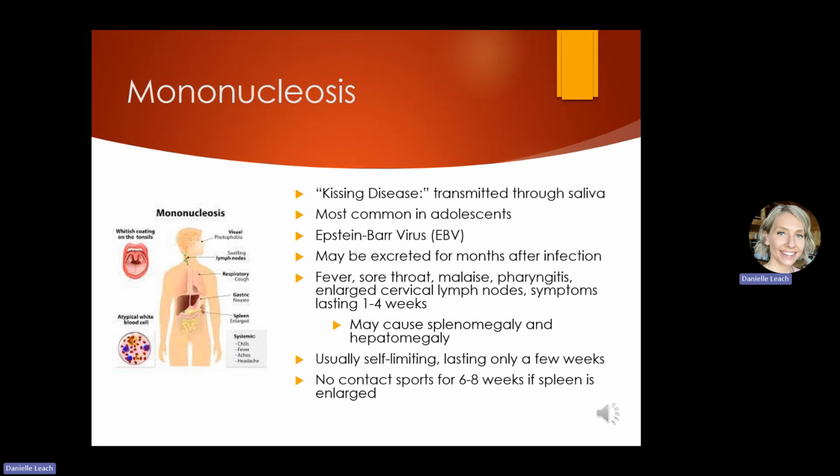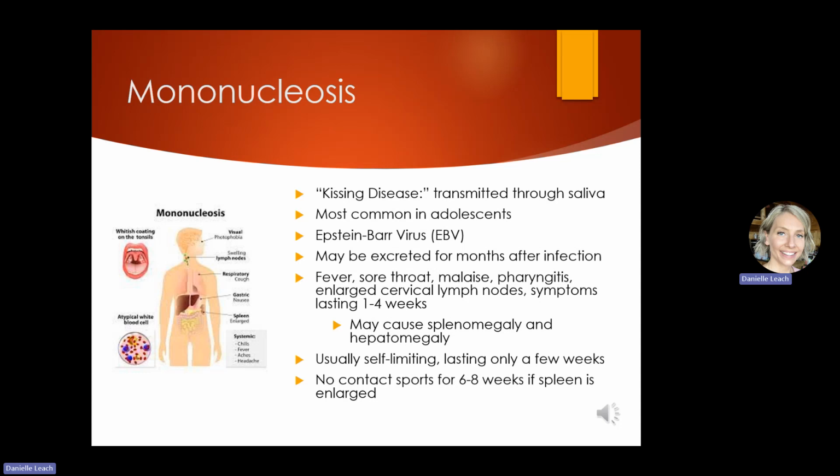Mononucleosis, also called mono, and also called the kissing disease because it's transmitted through saliva. It doesn't have to be transmitted through kissing. It can also be transmitted through things like sharing drinks or chapstick. It is a viral infection caused by the Epstein-Barr virus. It's most common among teenagers, but it can affect anyone of any age.